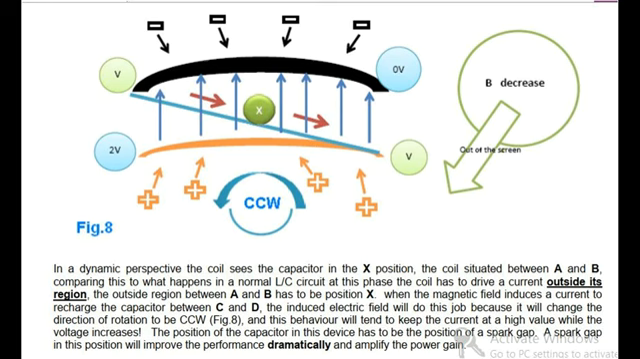When the magnetic field induces a current to recharge the capacitor between C and D, the induced electric field will do this job because it will change the direction of rotation to be counterclockwise, Fig. 8. This behavior will tend to keep the current at a high value while the voltage increases. The position of the capacitor in this device has to be the position of a spark gap. A spark gap in this position will improve the performance dramatically and amplify the power gain.